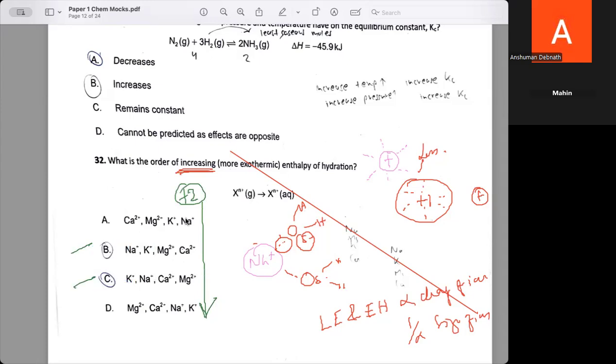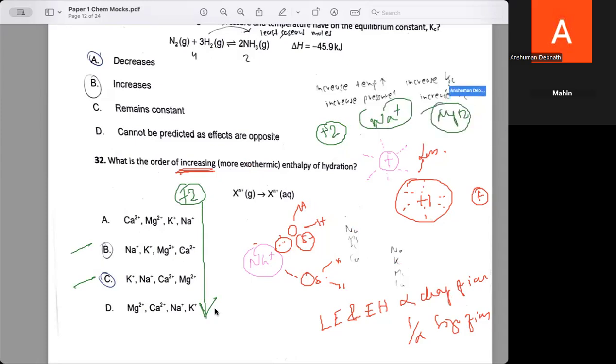The enthalpy of hydration depends upon the charge of the ion. Lattice enthalpy also depends upon the charge of the ion, right? The higher the charge, the more the attraction, isn't it? If you have Na plus 1 and you have Mg plus 2, where will the bond be stronger? Mg2 plus, right? The charge of the ion will rule first, and inverse is the size of that. First see which charge is most on the right-hand side, that will be highest.